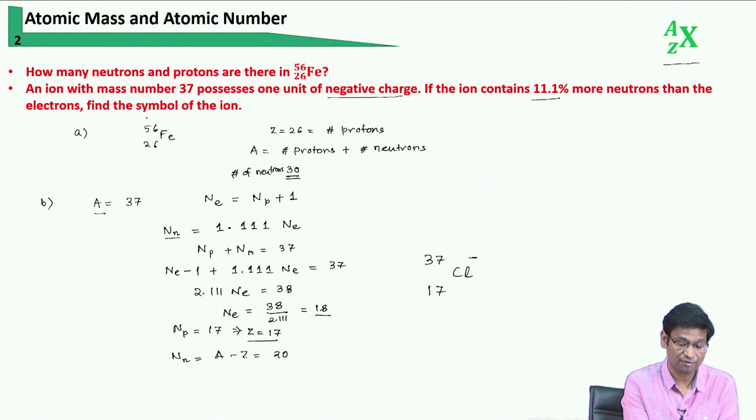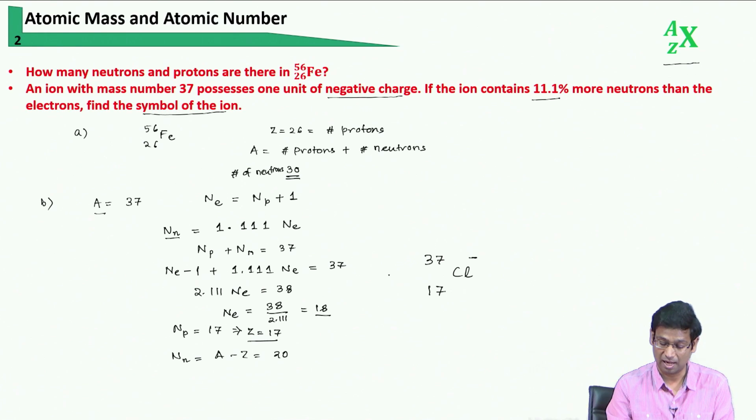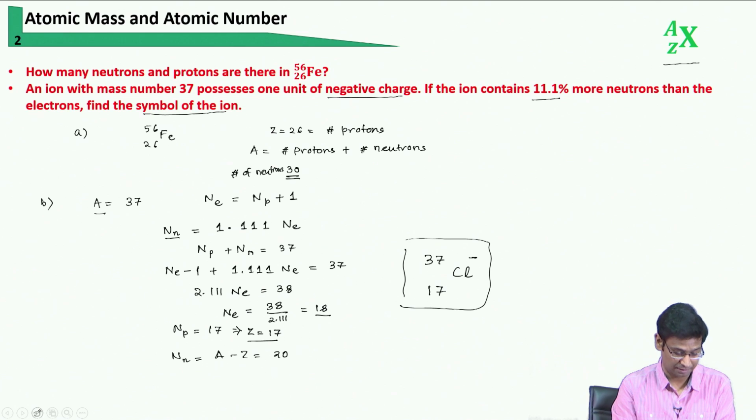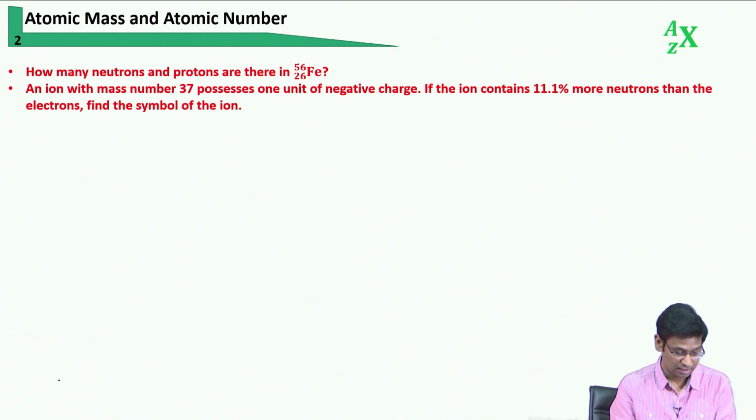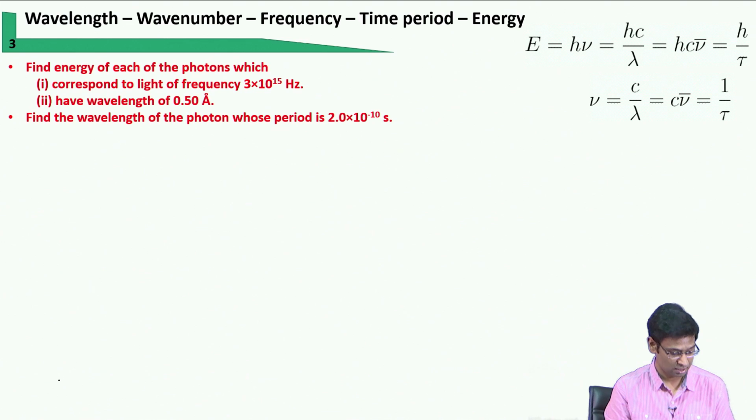So, the question asks to find the symbol of the ion. The symbol of the ion is here: this is Z, this is A, and this is the number of charges present in this atom. Okay. So, we go ahead and look at the next question.